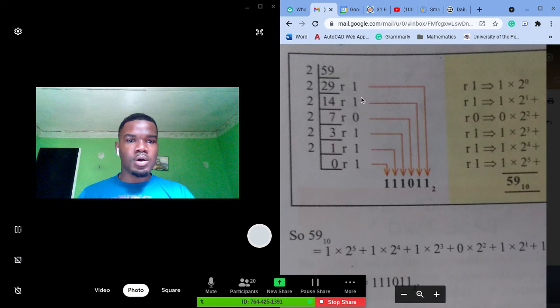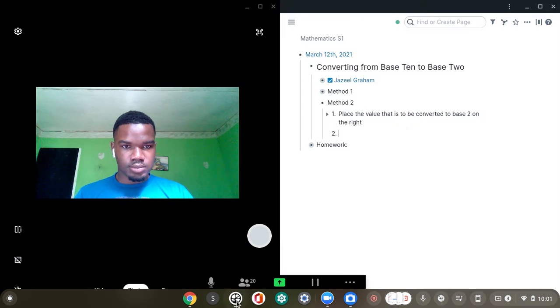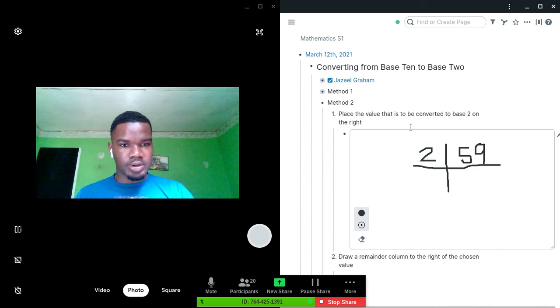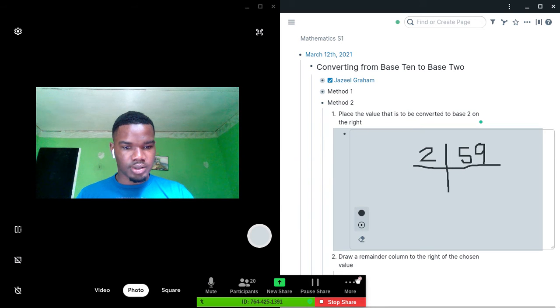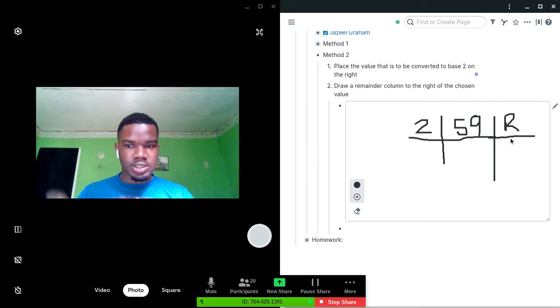So step 2 now. You're going to now draw a remainder column. Draw a remainder column to the right of the chosen value. Here's an example now. I really should have copied this drawing or placed this drawing down here. There we go. So you're going to put now another column right here. You're going to put R, that means remainder. Extend this line. And every time you find that there's a remainder or not, you're going to put a 1 or a 0. Okay? Alright?